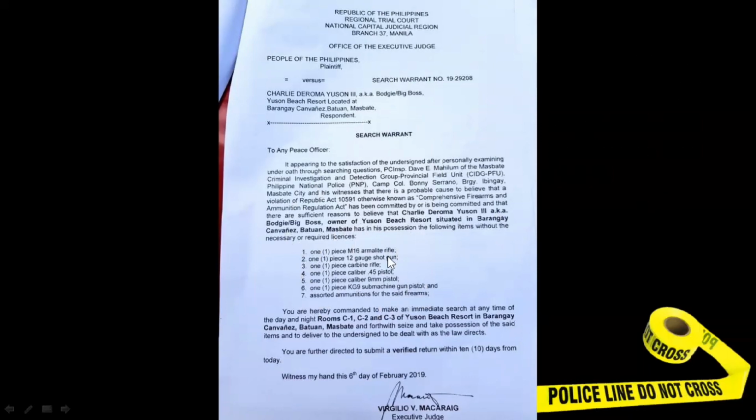And also the place where the search will be conducted, a specific place. So, a search can't be conducted in the whole area. It should be specific only. It also says here "at any time of day and night." Specific place, rooms C1, C2, and C3 only. So, only there can the police officer search. It is also indicated here, you are further directed to submit a verified return within 10 days from today.